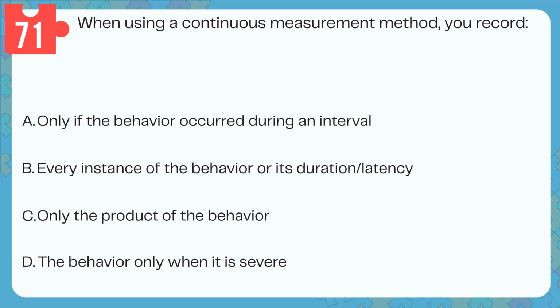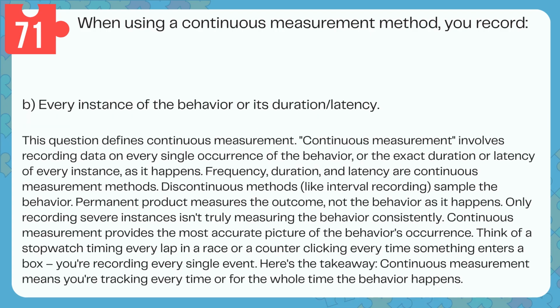Question 71. When using a continuous measurement method, you record A. Only if the behavior occurred during an interval. B. Every instance of the behavior or its duration/latency. C. Only the product of the behavior. D. The behavior only when it is severe. Answer B. Every instance of the behavior or its duration/latency.